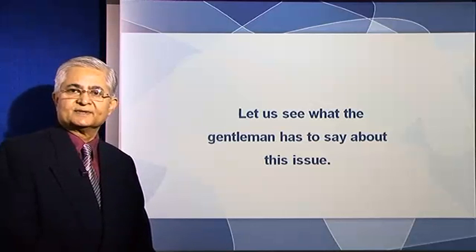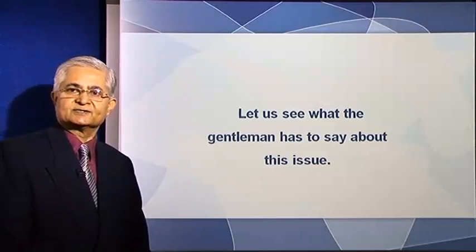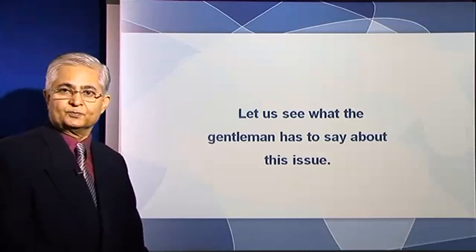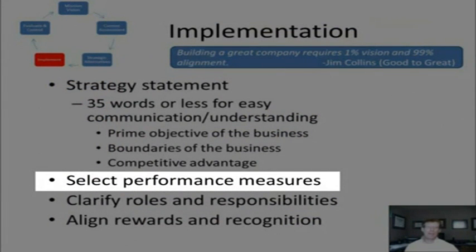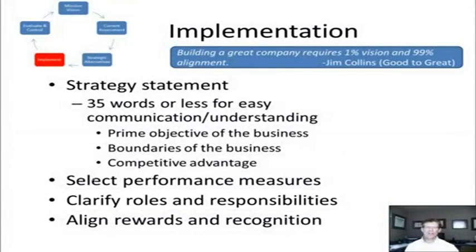Let's see what the gentleman who spoke earlier on strategy implementation has to say about this issue. Next, we've got to have performance measures to back up those objectives. Performance measures cascade throughout the organizations to achieve this alignment. In other words, they should be set for strategy accomplishment at the corporate, business, and functional levels. Roles and responsibilities and corporate policies and procedures need to be aligned with the strategy. This all sounds well and good, but realize that the research has shown that 92% of companies don't measure or monitor their key performance indicators.